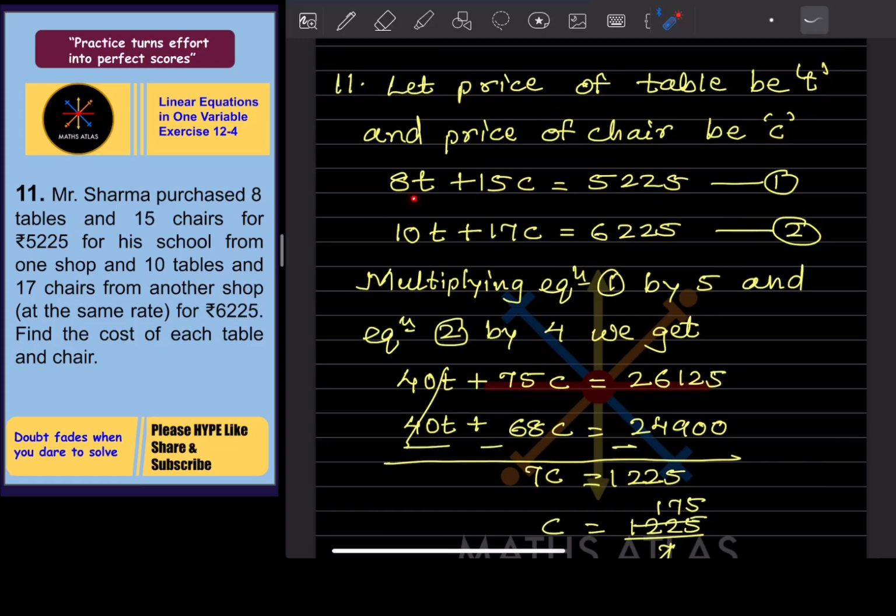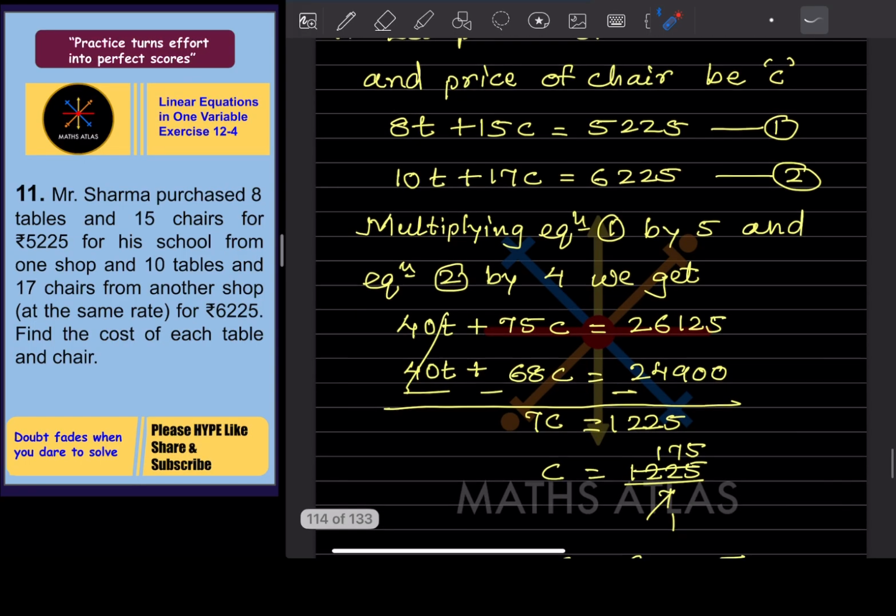So here this is for 8T. 8 tables means 8T plus, and plus chairs we have considered C, plus 15C, that is given as 5225. This is equation number 1 from one shop, and this is 10T, 10 tables means 10T plus 17 chairs means 17C, that is given as 6225. This is equation number 2. So now what we can see here, we will multiply this one. Now we'll take this, we'll eliminate this, so you can see the coefficients of this are different.